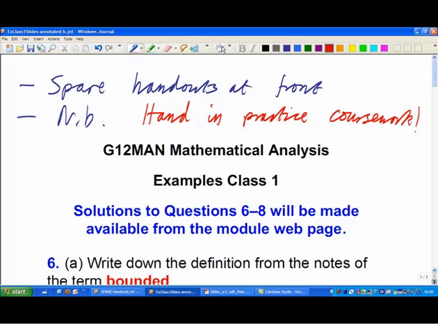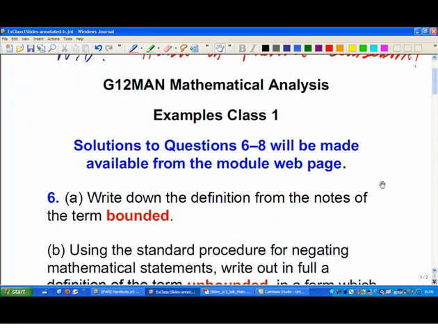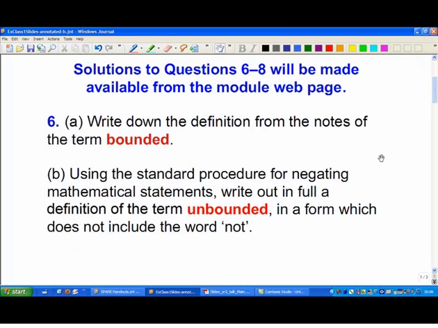So this is the first examples class, and we're going to start by giving you a chance to write down the definition of what it means for a set to be bounded. I'm going to give you maybe 2 minutes to see if you can remember what it means for a set to be bounded. You're going to need that in order to do part B, which is what it means for a set to be unbounded.